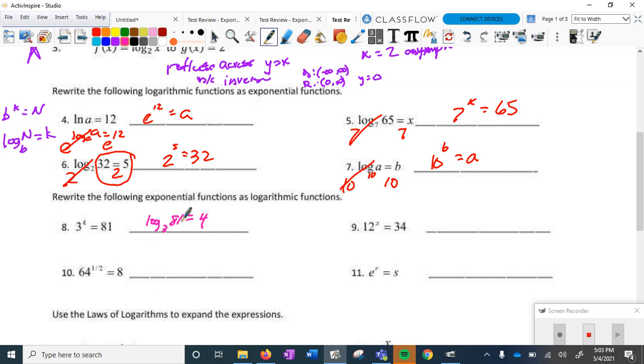The base stays the same, so that would be a log base 3 of 81 equals 4. Or you can do the inverse, and that's, again, same thing up here. Exponential bases undo log bases, so log bases undo exponential bases. So you can use a log base 3 to undo this exponential base 3, and you have log base 3 of 81 equals 4.